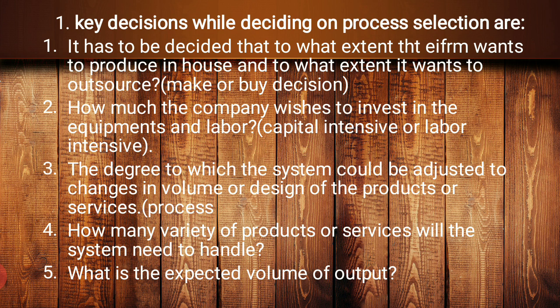How many types of services it wants to render, it has to decide first, and then it can handle the whole process selection. Suppose I select a kind of process which gives only 2 outputs at a time, but the demand for the product is maybe 4 at a time. Then I have to select in such a way that I can satisfy whatever varieties of products or services may be required.